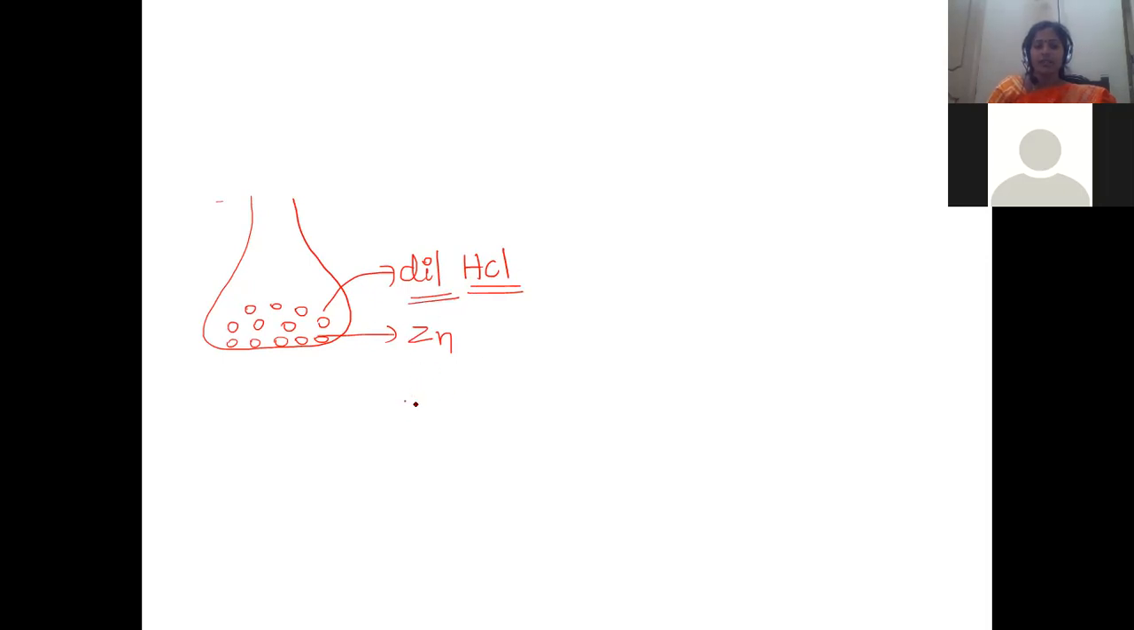When these two are added, what is the possible reaction? Let us see. Zinc plus HCl. The formed product will be ZnCl2.